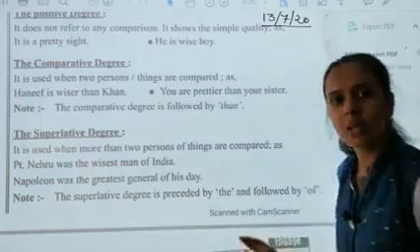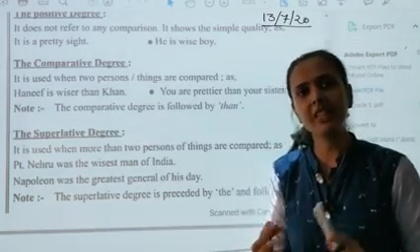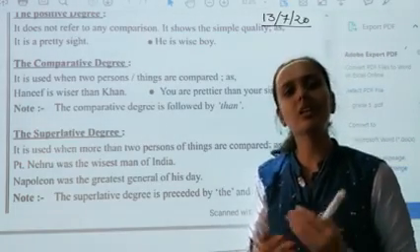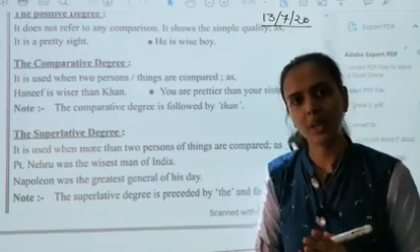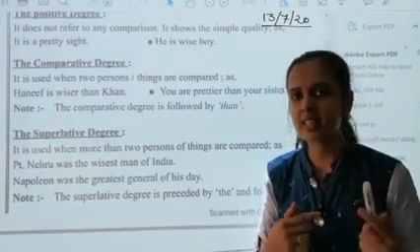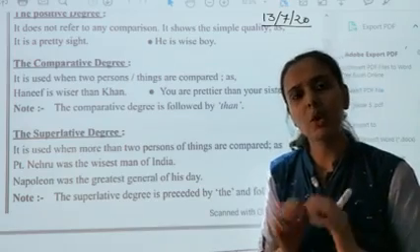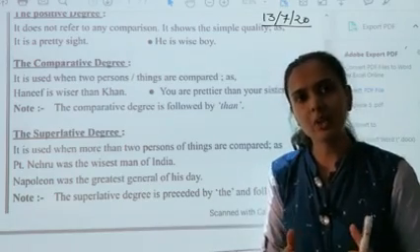Now this is all about positive degree, comparative degree and superlative degree. For this I will give you a sheet. You have to do that as your homework. Tomorrow we will continue with the same, and today this is all about our today's work. Thank you. Keep it up.